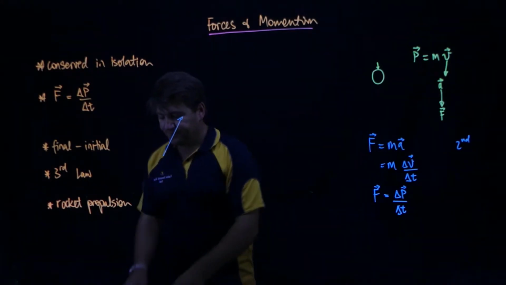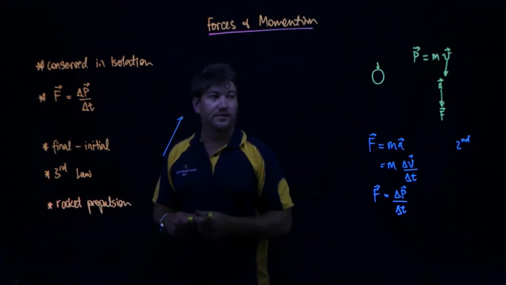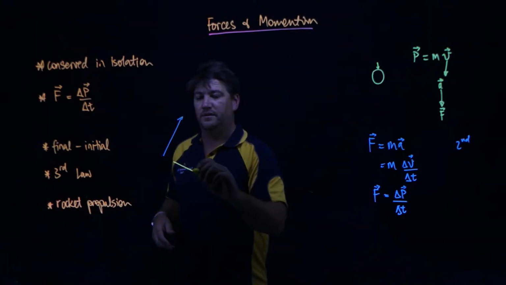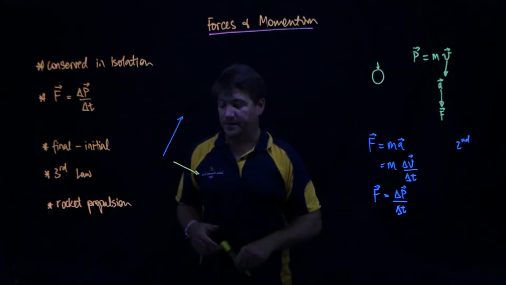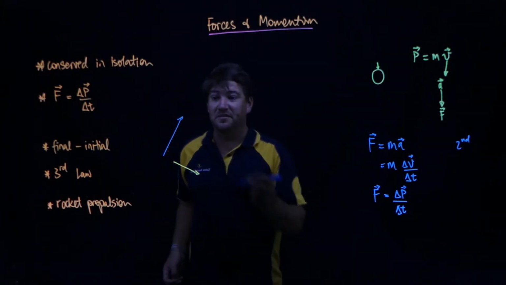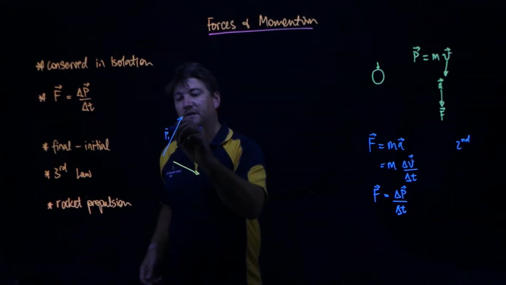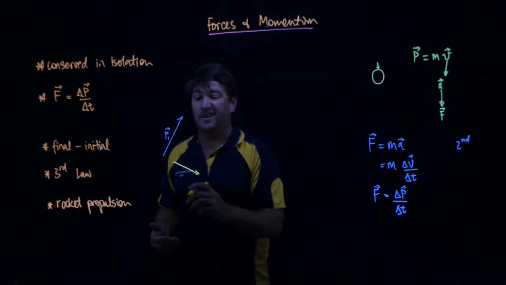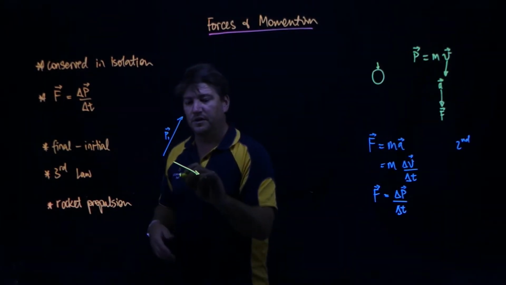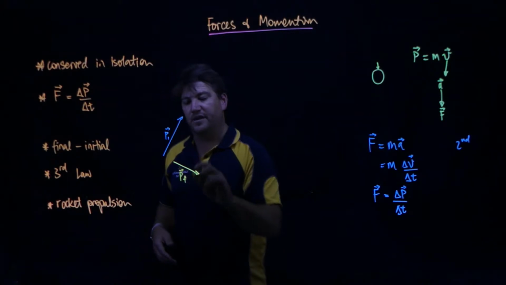There's a vector, and let's go yellow, and there's a vector. I've just made these up. If momentum is conserved, we'll call this P_I because it's the initial, and we'll call this P_F because that can be our final.